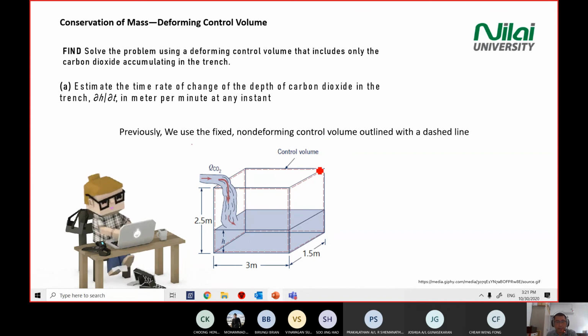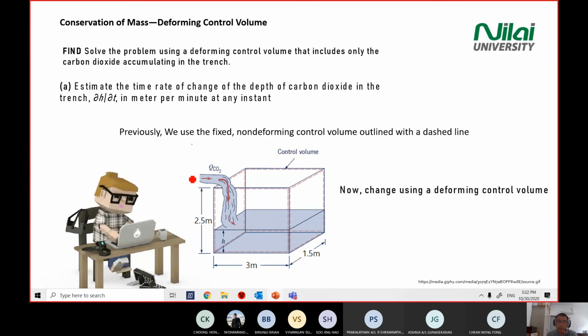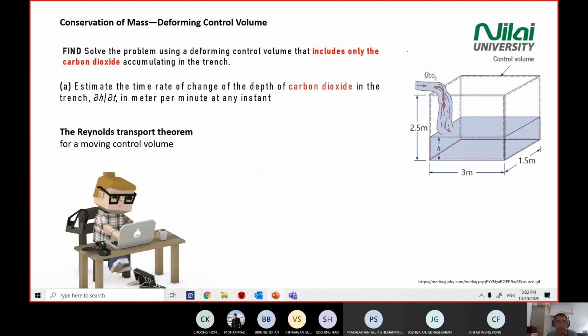For chapter 2 questions, or your coming test 1, you will cover this chapter. So when you solve problems, your diagram also will help you to solve the question. Okay, so now we need to use the deforming control volume. Again, call out the Reynolds transport theorem that we covered in question 1.4.